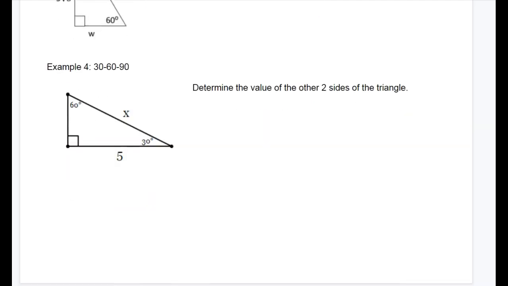Okay, I'm going to scroll down here so we've got plenty of room. Okay, looking at our last example here. Again, I've got a 30, 60, 90 triangle. 30, 60, 90. I've got x. I've got 5. Okay, I'm not going to call that x. I'm going to call it something else because I know in a 30, 60, 90, typically we call this x. We say this is 2x. And this is going to be x times the square root of 3. Okay, so we know right here, x times the square root of 3 equals 5.